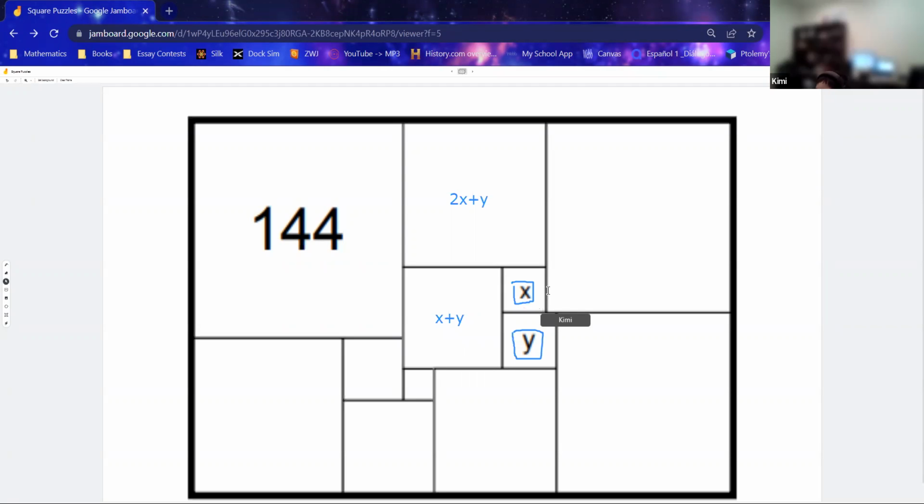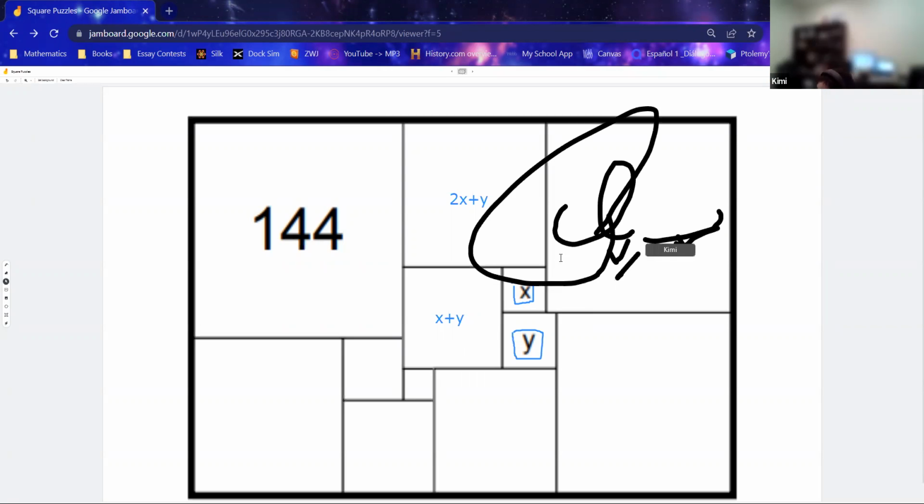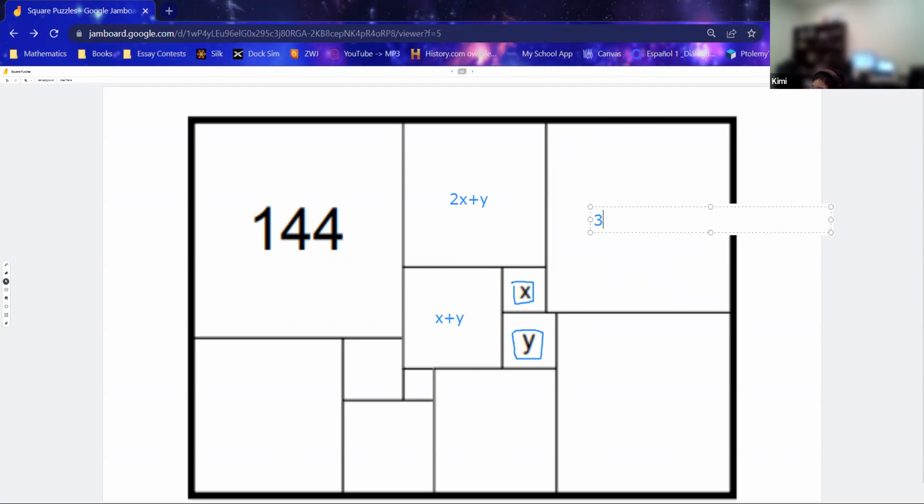Excellent. Guys, remember, it's really just numbers, and we're really just adding side lengths. So you just add these two side lengths, and you get 2x plus y. That's easy. Now I got the hang of this. Now this one is 3x plus y.